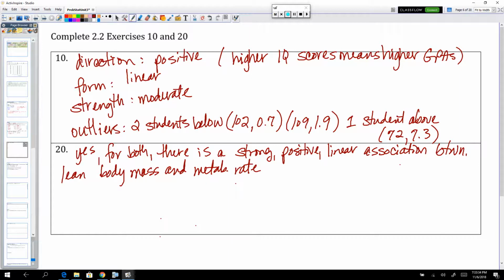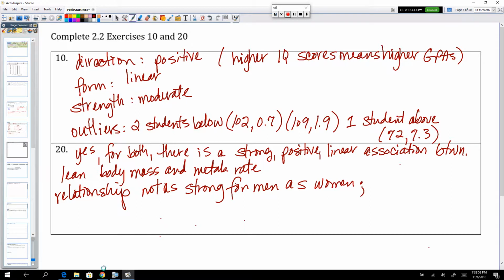So for this, the relationship I'm talking about is between lean body mass and metabolic rate. The relationship is not as strong for men as women.